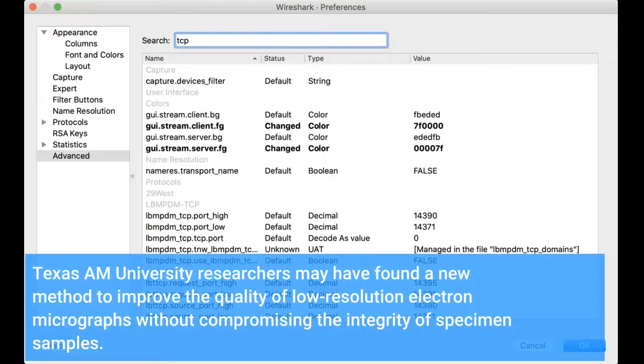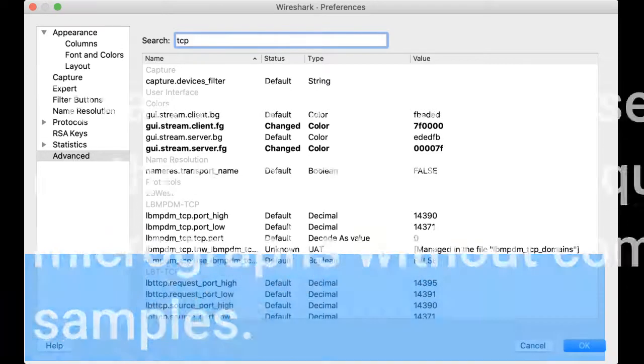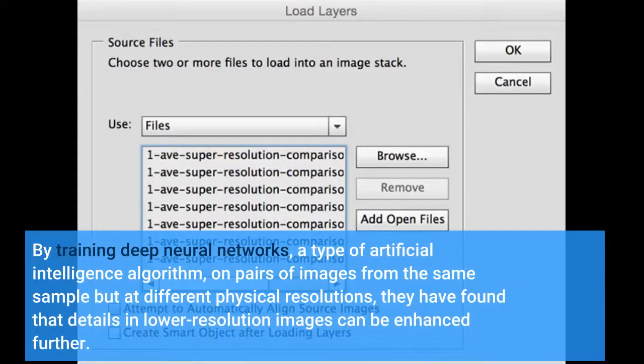Texas A&M University researchers may have found a new method to improve the quality of low-resolution electron micrographs without compromising the integrity of specimen samples. By training deep neural networks, a type of artificial intelligence algorithm, on pairs of images from the same sample but at different physical resolutions, they have found that details in lower-resolution images can be enhanced further.